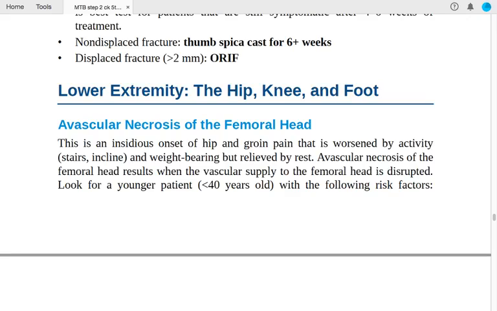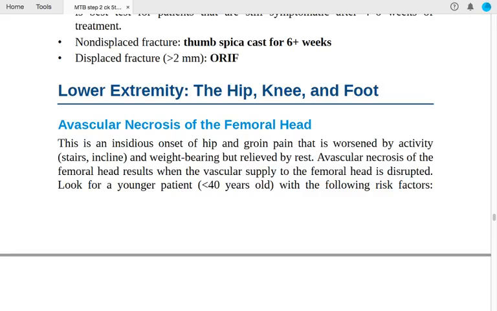So the pain is excruciating. There will be insidious onset of pain when the patient is climbing or even in an inclined position, especially in the hip area or the groin area, and with weight bearing, but relieved by rest. This is the most important point, that it's going to be relieved by resting. Avascular necrosis of the femoral head results when the vascular supply to the femoral head is disrupted. Of course, when the vascular supply is compromised, at that point you will see avascular necrosis.